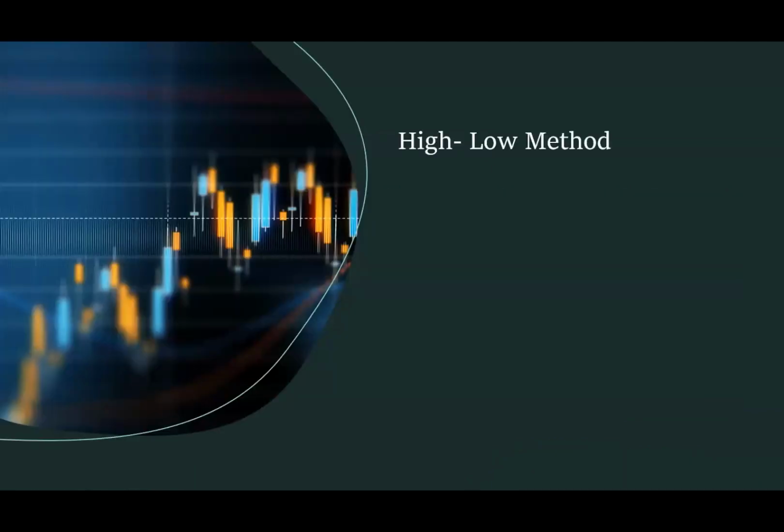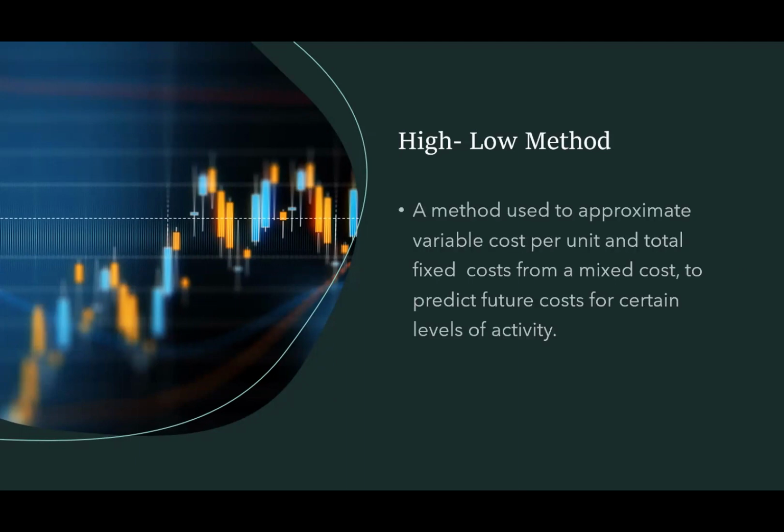Now, here we have a method called the high-low method. It's a method which you can use to approximate or identify the variable cost per unit and the total fixed cost from a mixed cost, or semi-variable or semi-fixed cost, so that we can predict the future cost for certain levels of activity. So if I have been given a total mixed cost, which has some parts variable and some parts fixed, I can use the high-low method to differentiate between them.